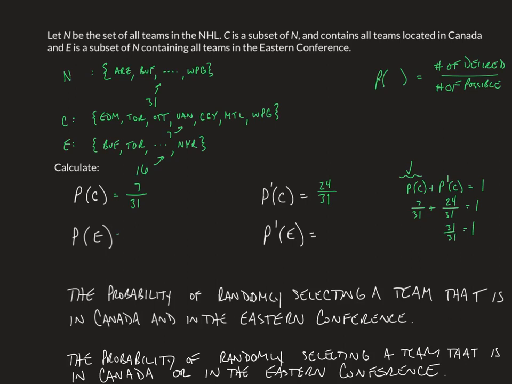The probability of E is the probability of choosing a team at random that's in the Eastern Conference, and if I count all those up, we said there are 16 out of the total 31 NHL teams. And so its complement is going to be all the teams that are not in the Eastern Conference. And if I count those up, I get 15. And so to check, again, you could add those. 16 plus 15 is 31 out of 31 teams. So that is all our teams.